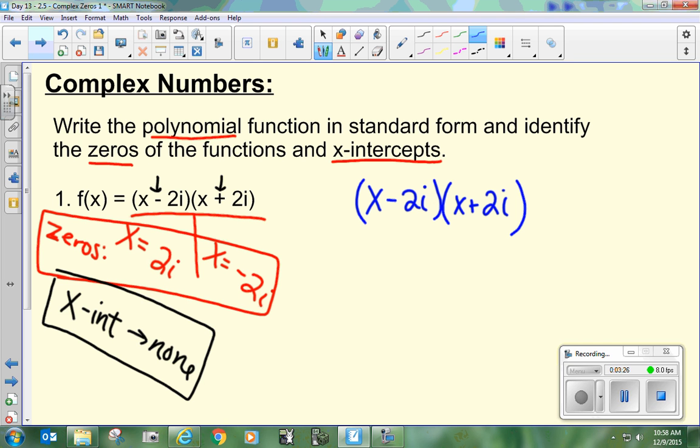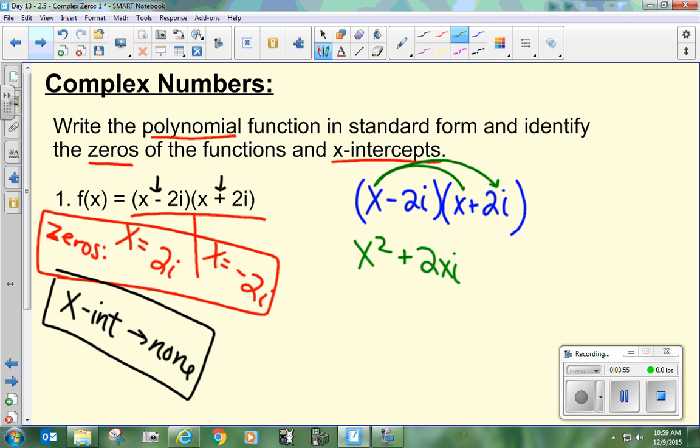And let's go. What happens when I multiply x times x? Okay? What is x times a positive 2i? Consider i like another variable in this case. So if that was 2y, it would be 2yx. In this case, we'll call it 2ix. Or the way we write it is the i always comes last. We say 2ix.